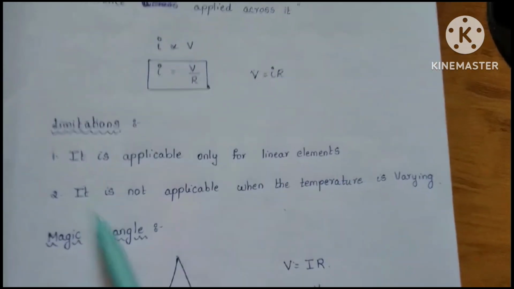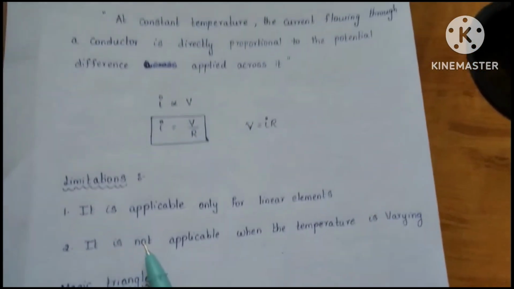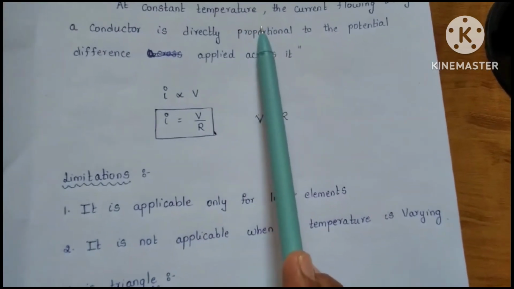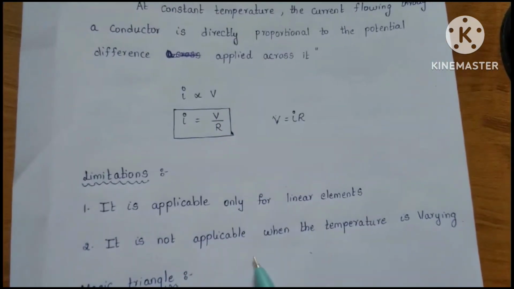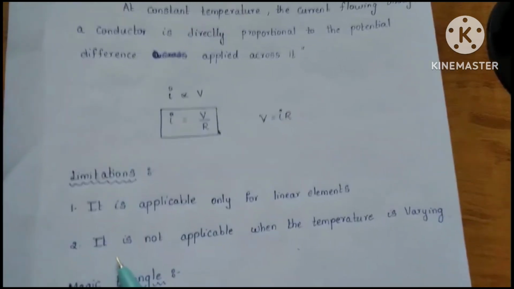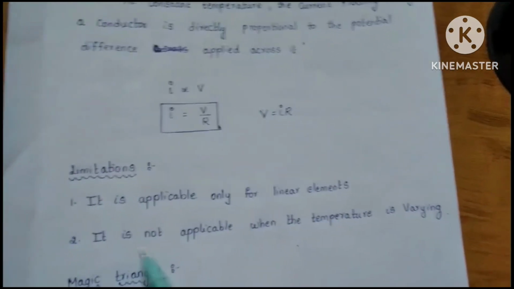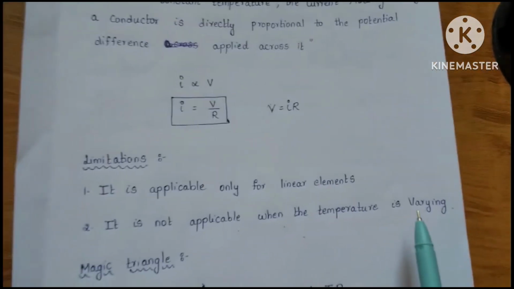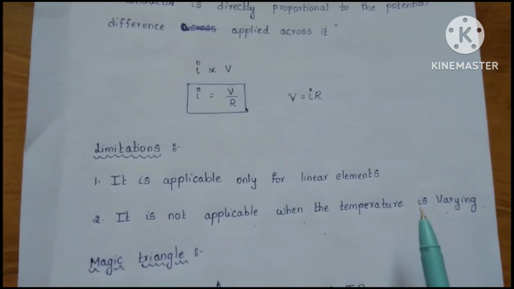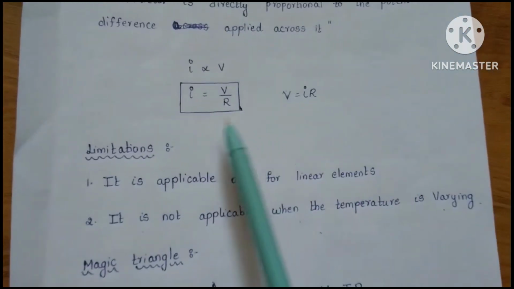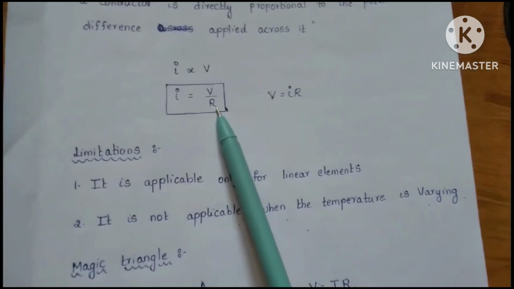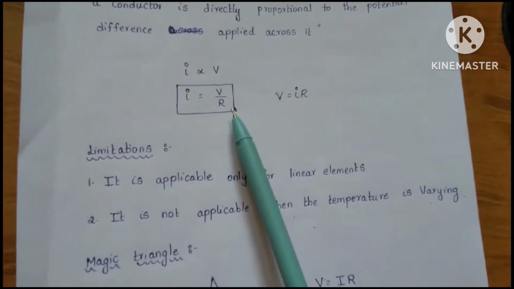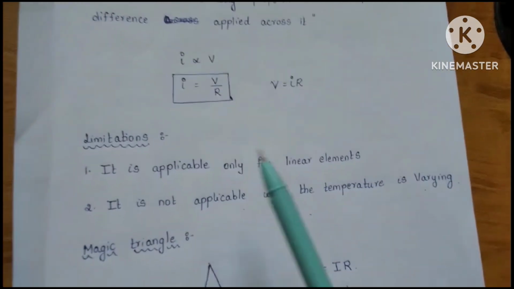non-linear elements. So the second limitation is here: the statement itself starts with at constant temperature, which implies the temperature should always remain constant. Therefore, we can write the limitation as it is not applicable when the temperature is varying. So, if the temperature is varied, the resistance of the material also varies. That is the reason why we always have to maintain the temperature of the material constant.